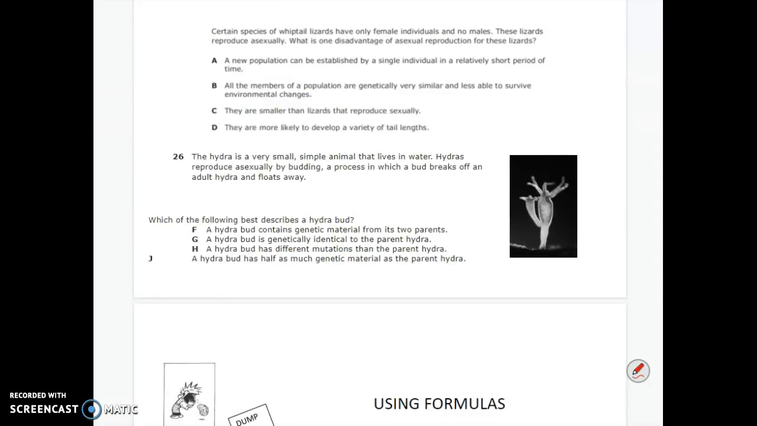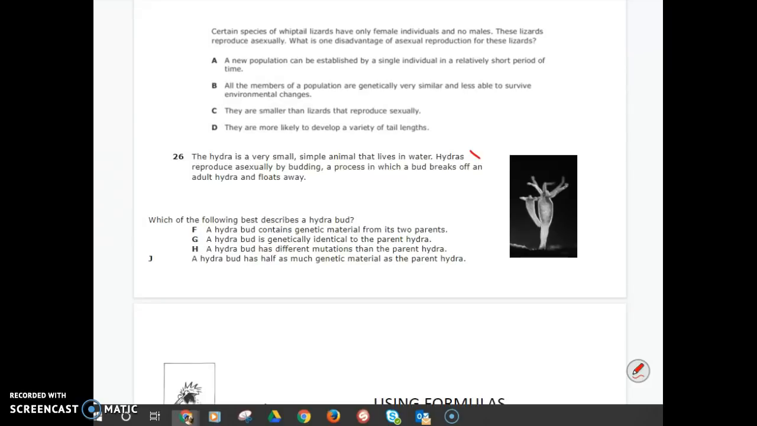All right, next question. The hydra is a very small, simple animal that lives in water. This is a hydra.